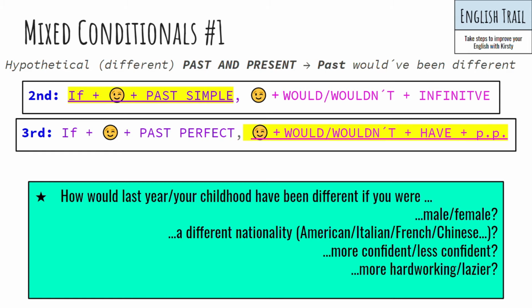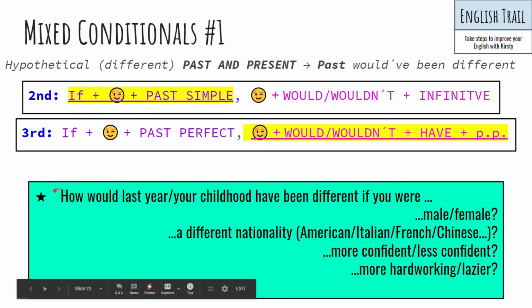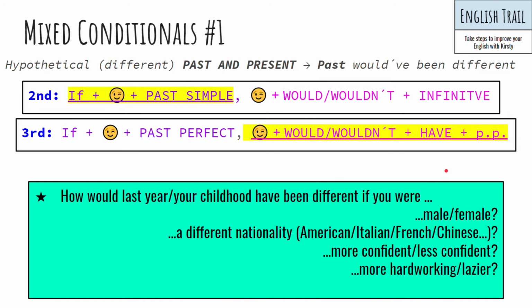Equally, what would you have done? Oh, sorry. How would last year have been different if you were more hardworking or if you were lazier? I think you're probably hardworking if you're watching this video and improving your English with English Trail. So let's imagine you were lazier. How would last year have been different? Would you have made less progress, for example?